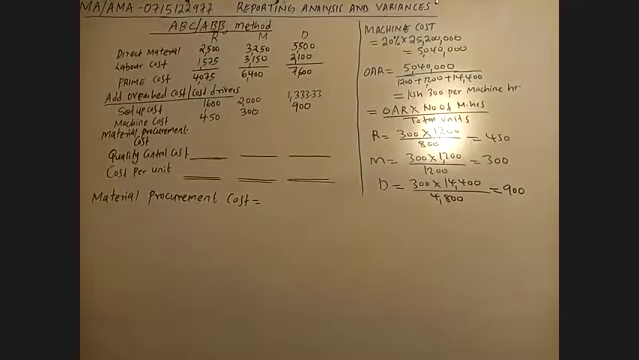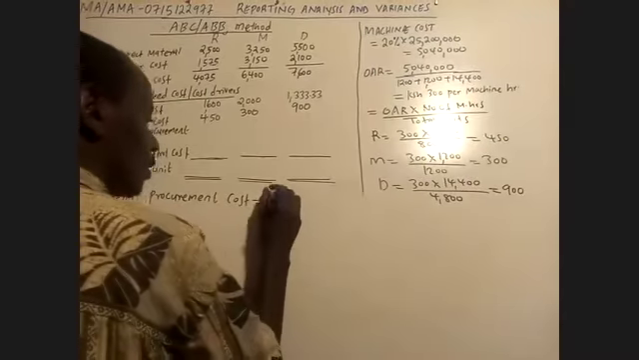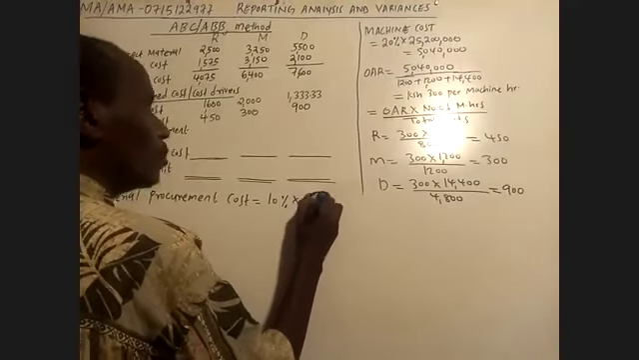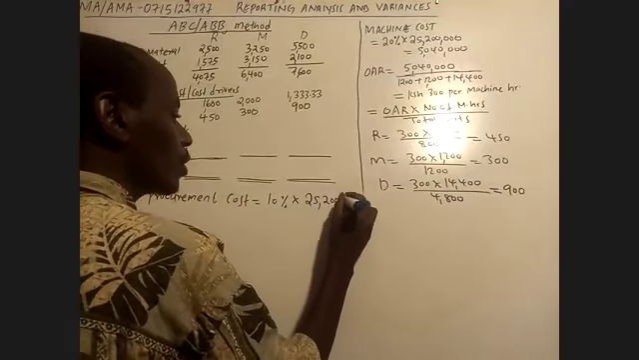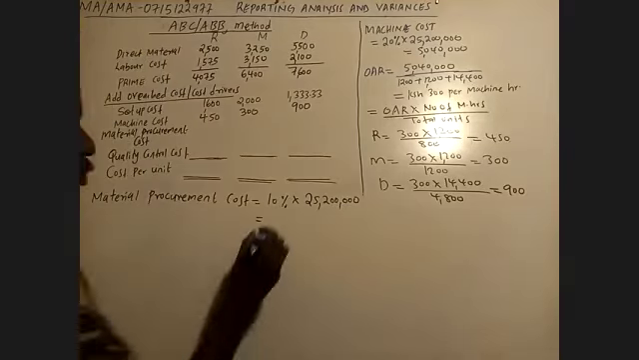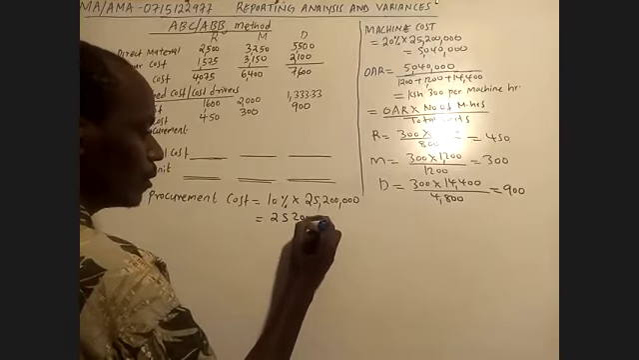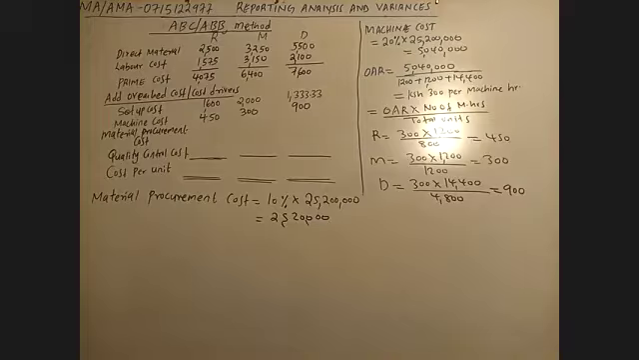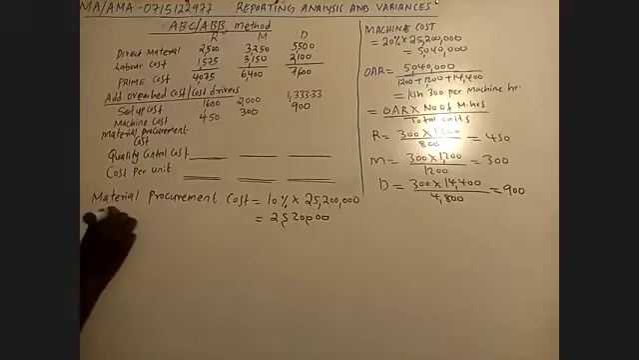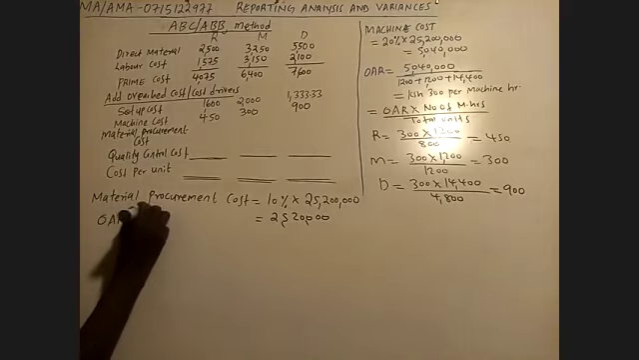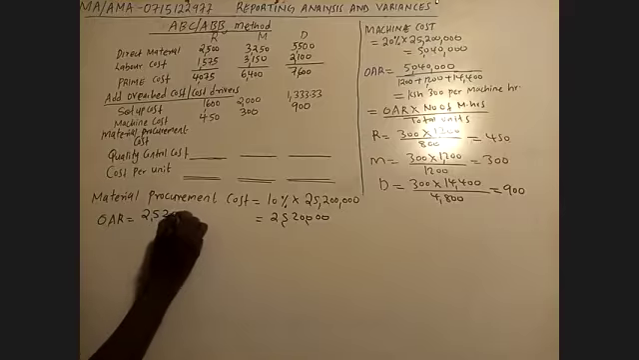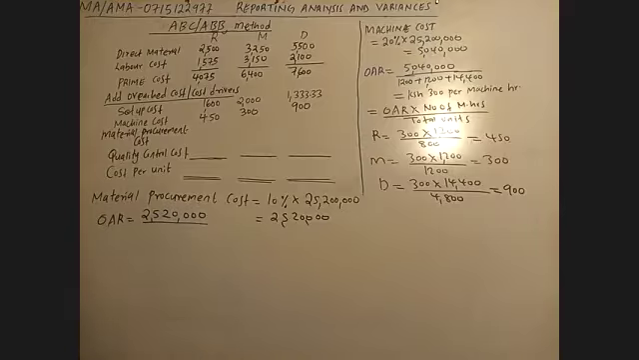Now, what's the percentage for that one? For material procurement cost, they say it is 10%. Now 10% of 25,200,000 will be equal to what? 2,520,000. It will be like that, right? Now you need to find the OAR. So the method is the same. So 2,520,000. Now we divide by the cost driver.